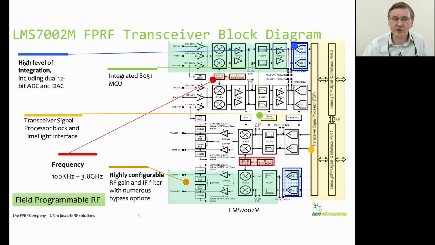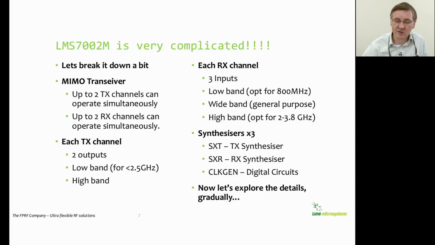If we look at a block diagram of the LMS7002, it can actually look rather frightening. So let's turn away from that rather complicated diagram and break it down into something a little more simple. Basically, the 7002 is a MIMO transceiver, so it can support up to 2 transmit channels operating simultaneously and 2 receive channels also operating simultaneously.